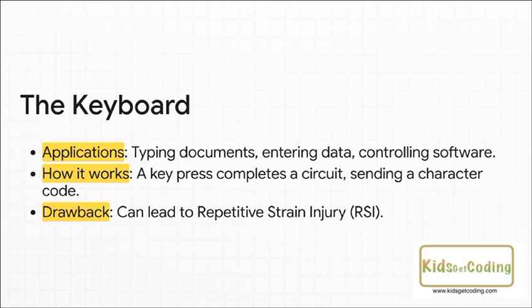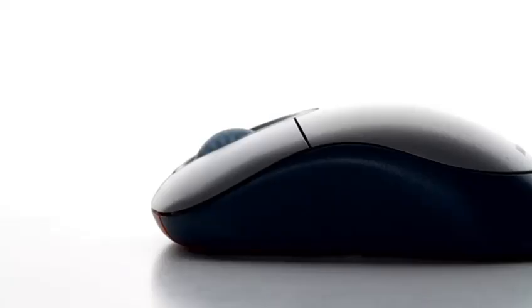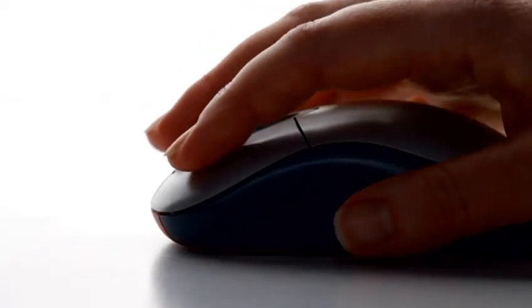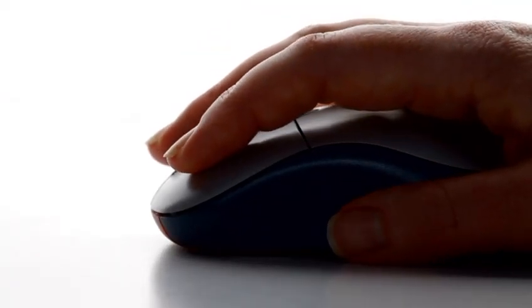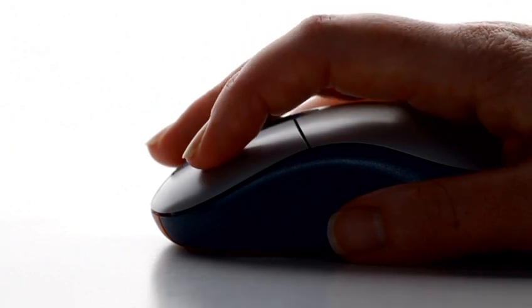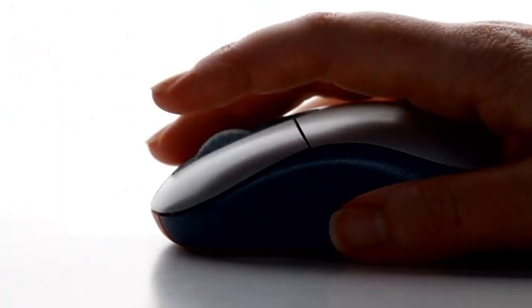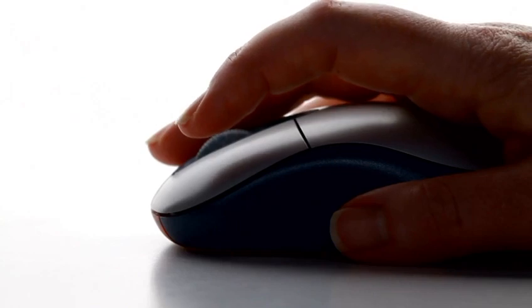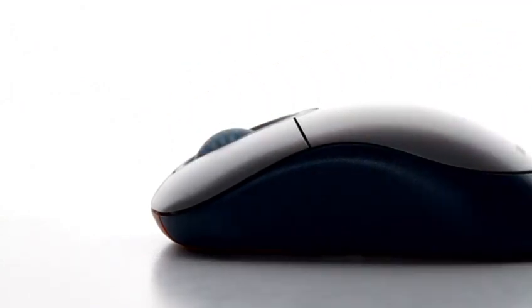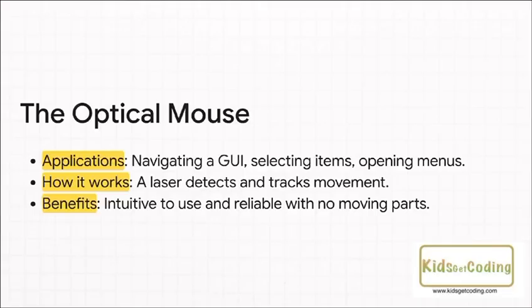It's super effective, but as a lot of us know, that repetitive motion can lead to health issues like repetitive strain injury. And this is where the mouse became so essential. It solved the problem of navigating a graphical user interface, a GUI. Instead of typing commands, we could just point and click. The modern optical mouse uses a laser to track movement for really precise control. And because there are no moving parts like those old ball mice, it's also incredibly reliable.